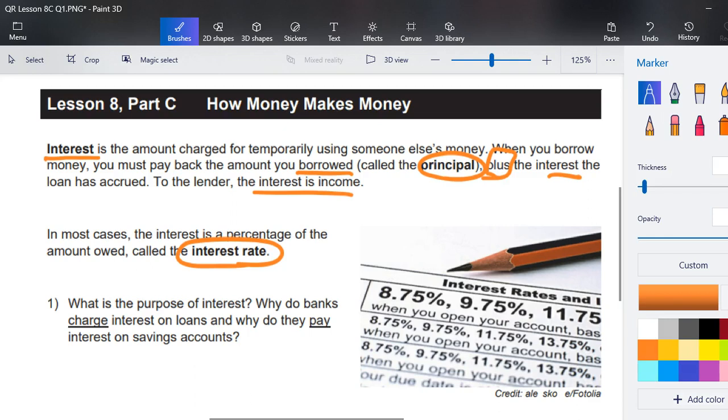So in question 1, looking at what is the purpose of interest and why do they charge interest on loans and pay it back on savings accounts, lending money is a service and the interest is the fee for that service. When banks lend money, they are providing the service, so they charge the interest. But when the customer puts money in a savings account, the bank can use that money to lend to others, so they pay interest for the right to do so.